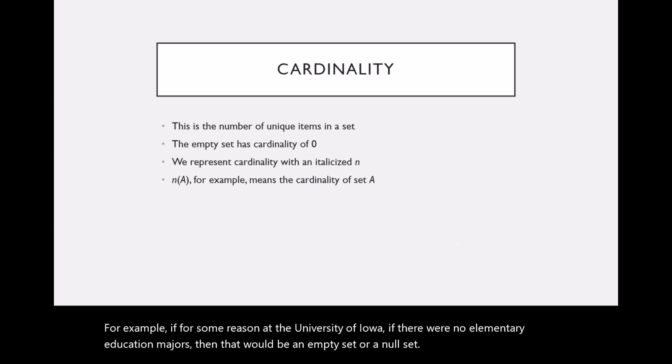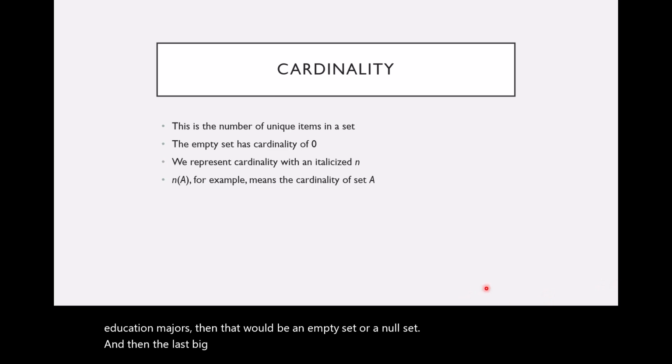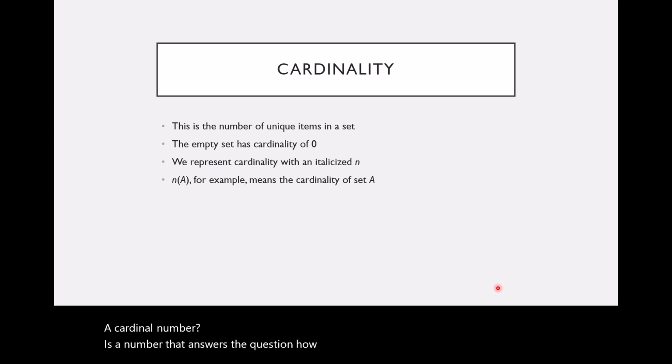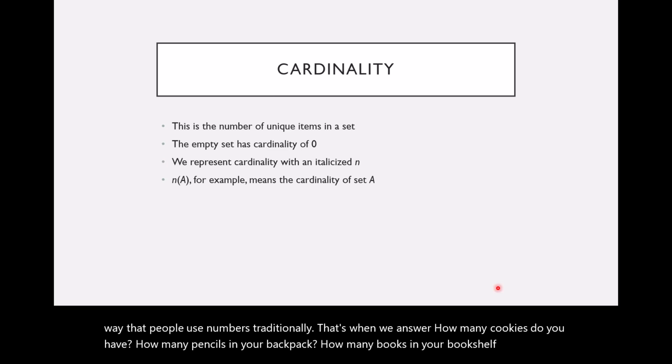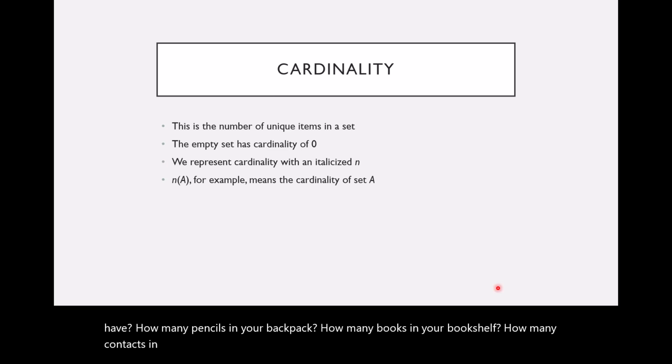And then the last big concept I want to talk about is cardinality. A cardinal number is a number that answers the question, how many? And cardinal numbers are really the main way that people use numbers traditionally. That's when we answer, how many cookies do you have? How many pencils in your backpack? How many books in your bookshelf? How many contacts in your phone? When a number answers the question, how many, that's called a cardinal number.